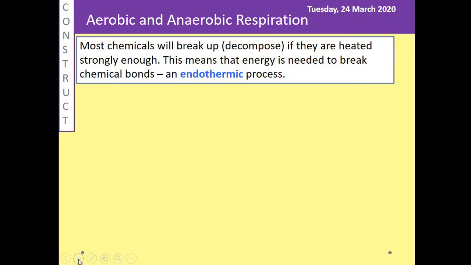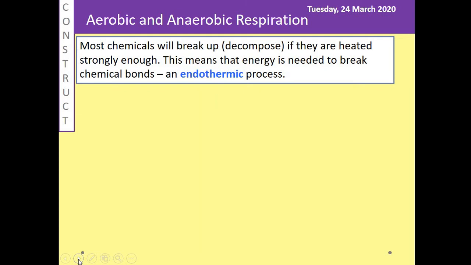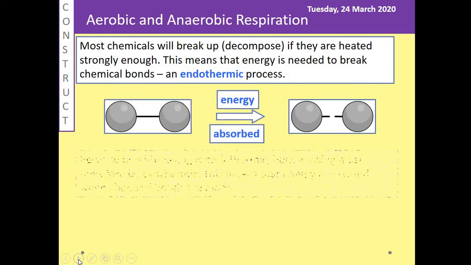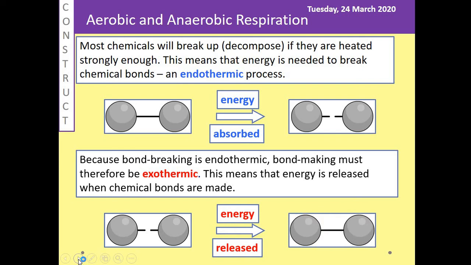Okay, so thinking then about aerobic and anaerobic respiration in terms of the type of reaction. So we know from chemistry, most chemicals will break up or decompose if they're heated strongly enough. So this means that energy is needed to break chemical bonds, an endothermic process. And because bond breaking is endothermic, bond making must therefore be exothermic. This means that energy is released when chemical bonds are made.